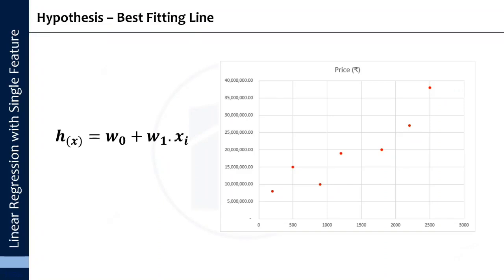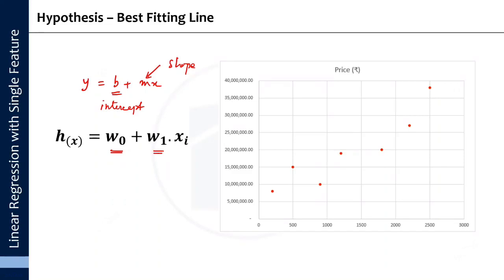And let's say here our hypothesis is h(x) = w0 + w1x. And if we remember the straight line equation in coordinate geometry, it's like y = b + mx, where b is the intercept and m is the slope. So here w0 works as the intercept and w1 works as the slope.